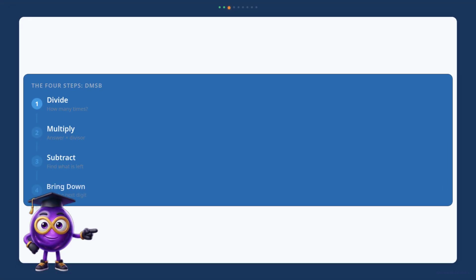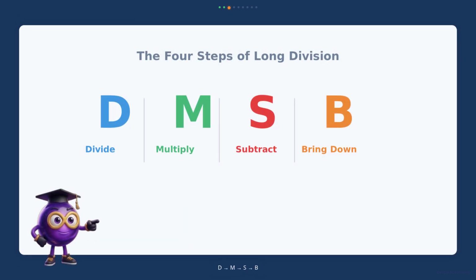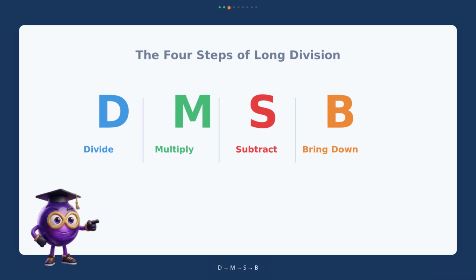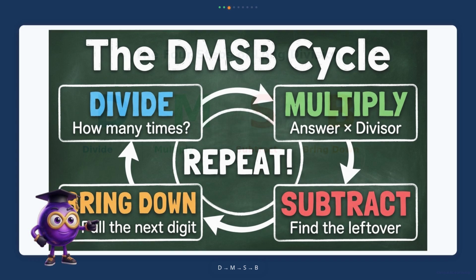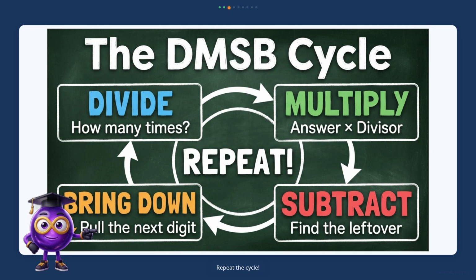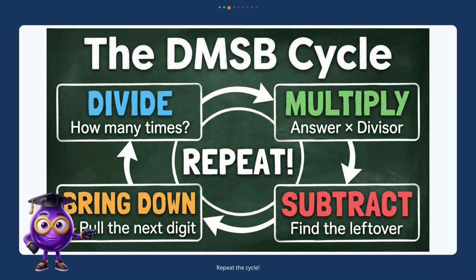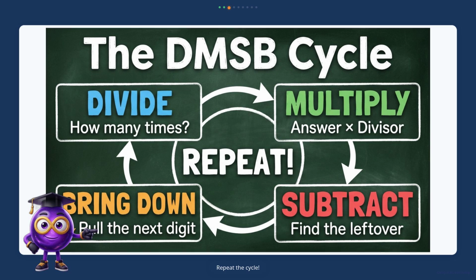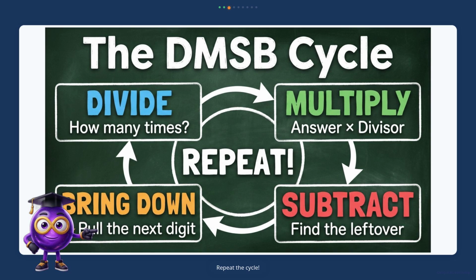Long division follows 4 steps that repeat. Divide, multiply, subtract, bring down. You can remember them as D, M, S, B. Here is how each step works. Divide means ask, how many times does the divisor fit into the digits you are looking at? Multiply that answer by the divisor and write it underneath. Subtract to find what is left over. Then bring down the next digit and start the cycle again. Over and over until you are done.